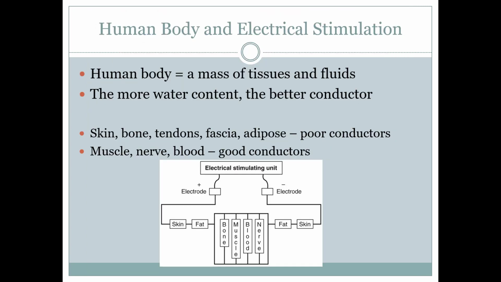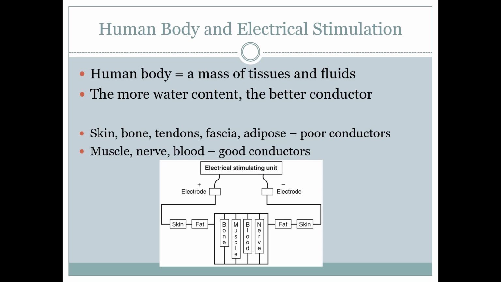So, as a review of the practical example of the human body and its interaction with electrical stimulation, remember that the human body is essentially a mass of tissues and fluids. Remember on principle that the more water content, the better conductor of electricity the body tissue is. As the electrical impulse enters the body, it must first pass through the skin, which may provide a significant resistance to the electrical current and therefore is a poor conductor for electricity. Bone, tendons, fascia, and adipose are other poor conductors of electrical stimulation.